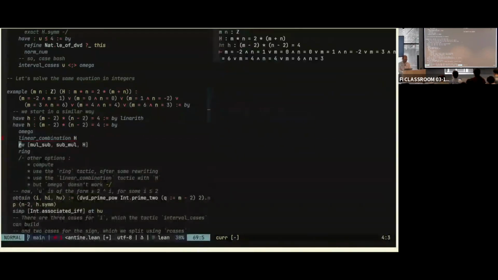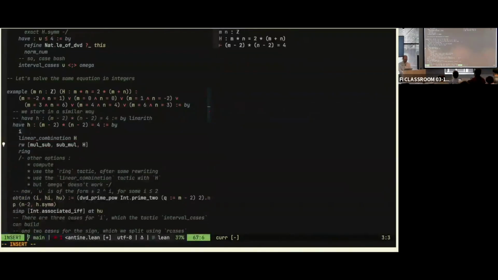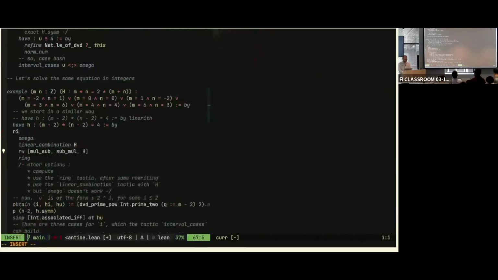Okay, but it works because you already have established it. Okay, omega doesn't work. And you say that if we type ring_nf, no, put it in a norm. Oh, it worked. Okay.